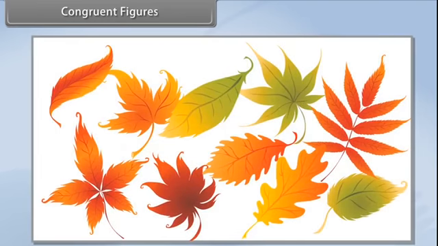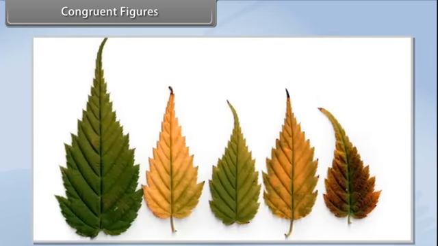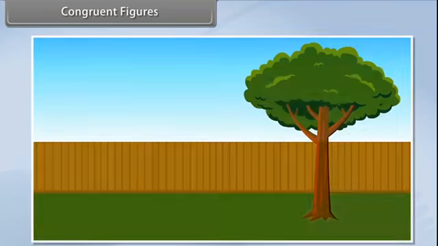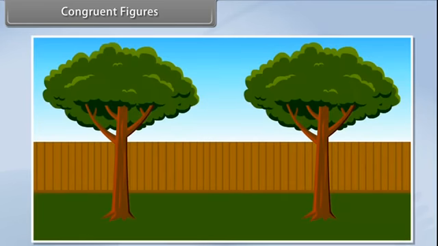Congruent figures. You might have observed that leaves of different trees have different shapes. But leaves of the same tree have almost the same shape, although they may differ in size. The geometrical figures which have same shape and same size are called congruent, and the property is called congruence. Congruent objects are duplicates of one another.